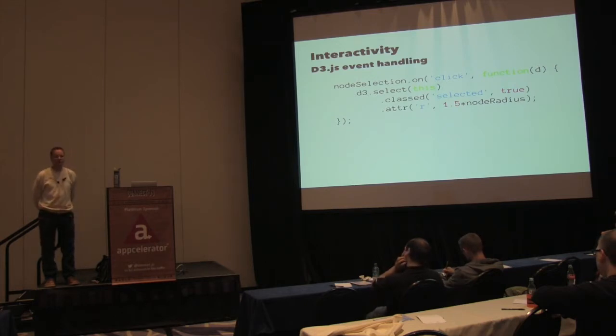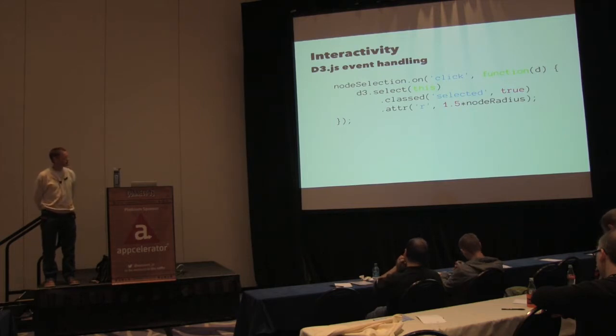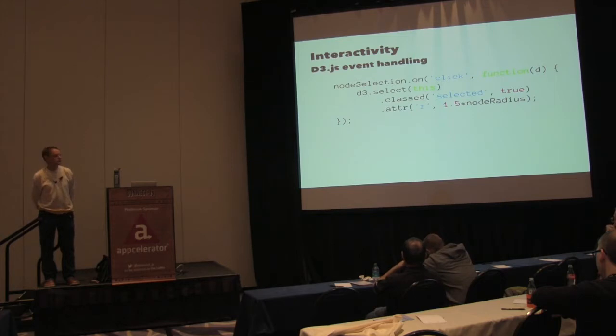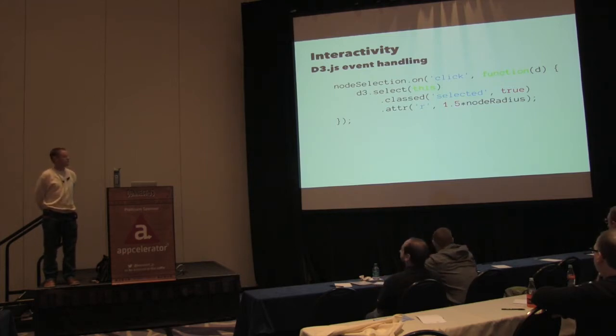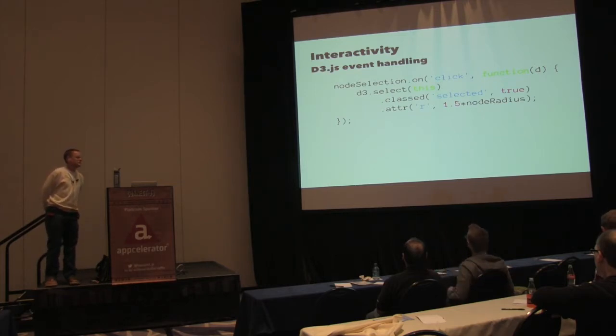D3 has its own event handlers, both for standard JavaScript events as well as custom events. And so this is how we would set up an event handler to deal with users clicking on the nodes. Again, we start with our selection, which is the D3 selection containing all the nodes. Add a handler for the click function. And that click function, all it does is change the class.